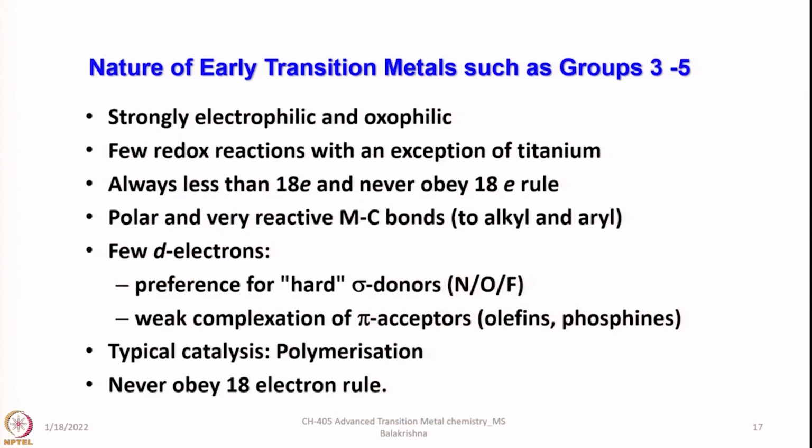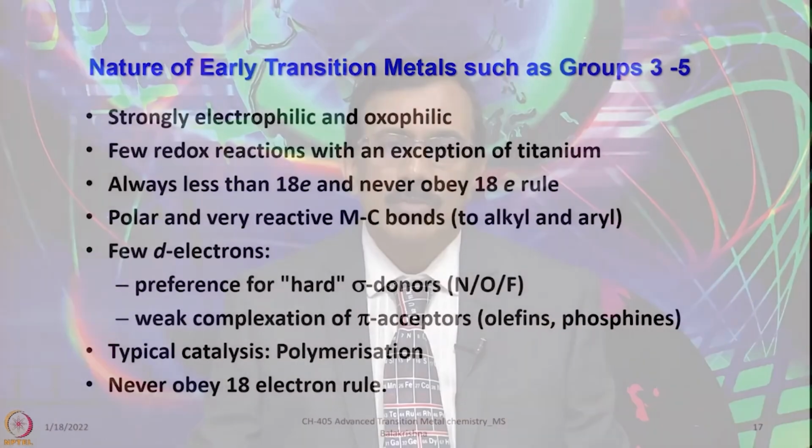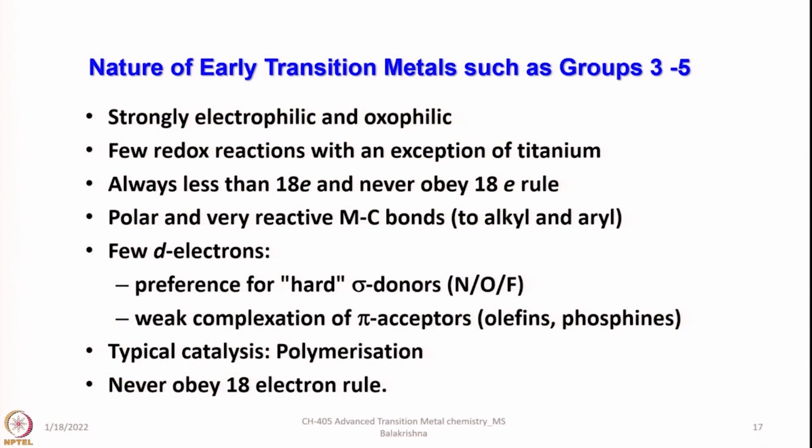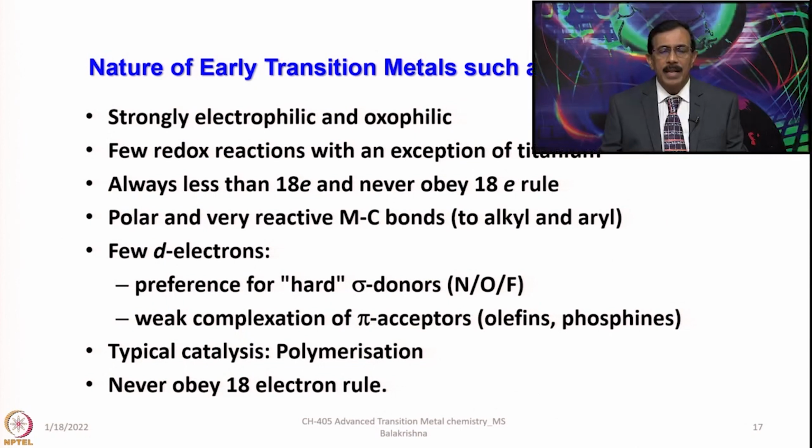Let us look into the nature of early transition elements, as that has an implication on their properties. So, these elements are strongly electrophilic and oxophilic, with few redox reactions with the exception of titanium, and always less than 18 electrons will be there in their valence shell, and hence they can never obey the 18 electron rule. I shall tell you more about why some elements can never obey the 18 electron rule when I discuss effective atomic number in more detail.